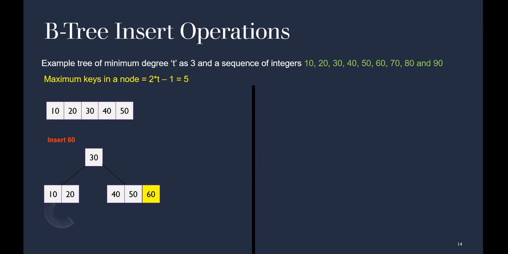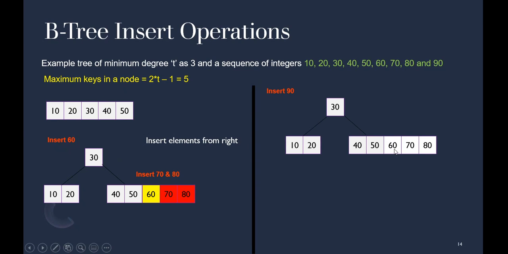Then let's say I'm going to insert 70 and 80. So I just insert the elements 70 and 80 from the right, which completes 5 elements in one array like this. Like we have the maximum keys in a node. Lastly, I'm going to insert 90.